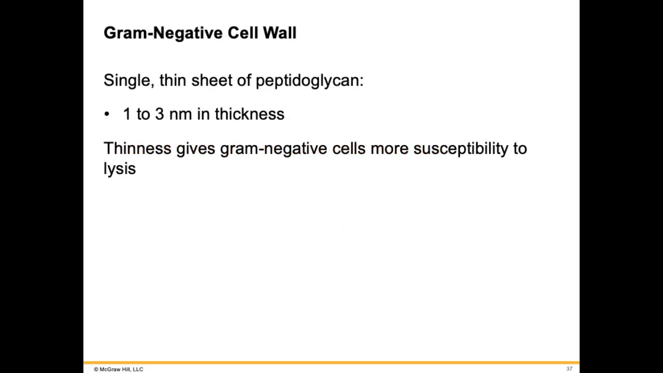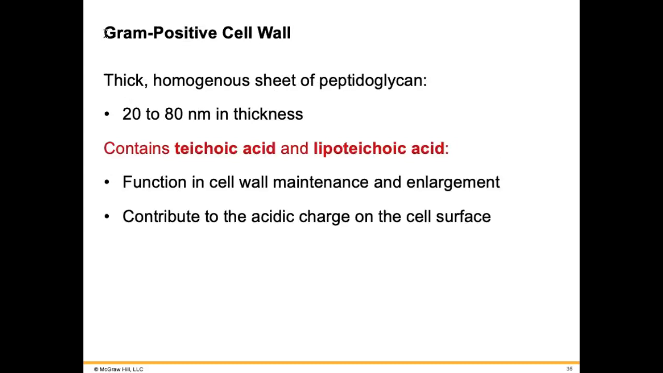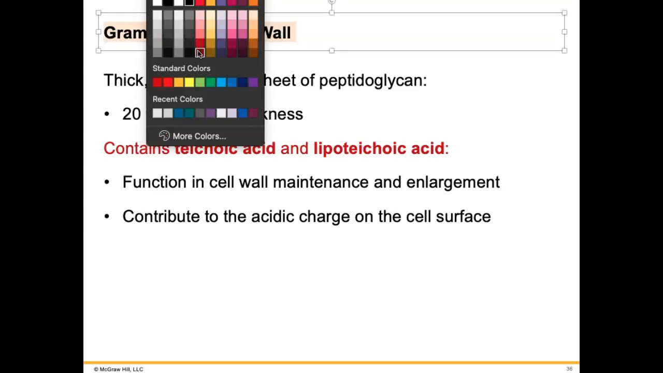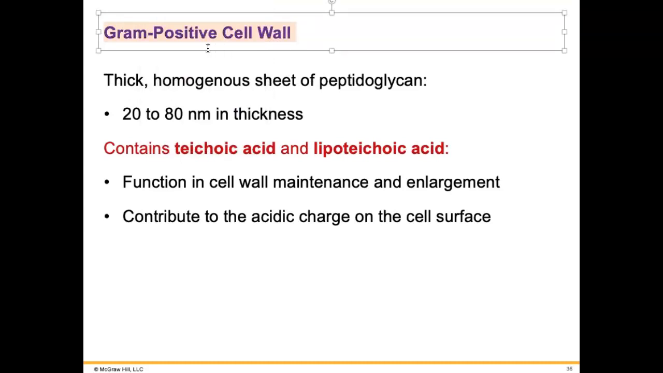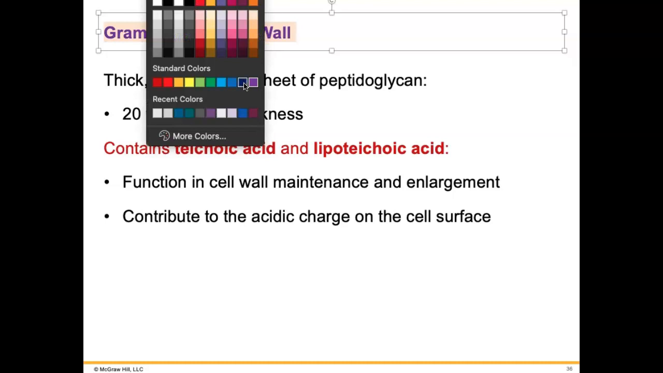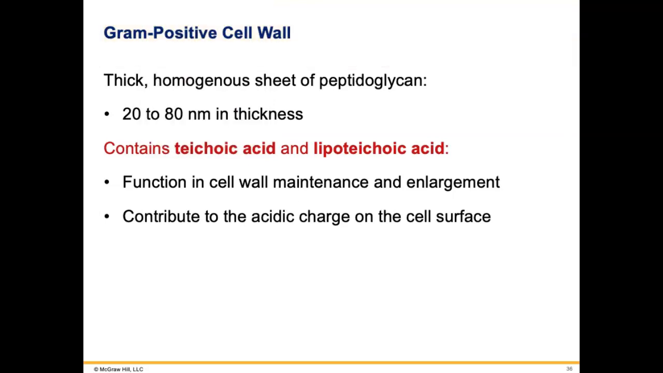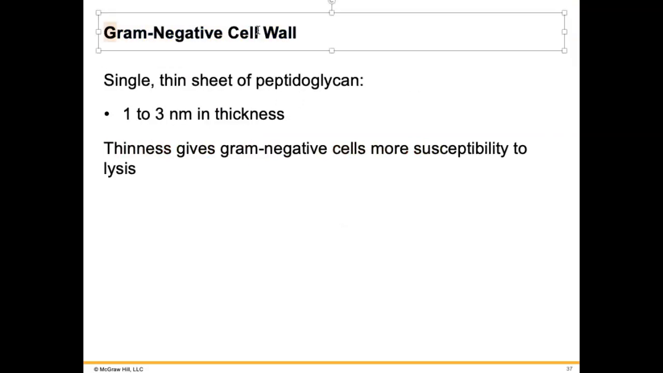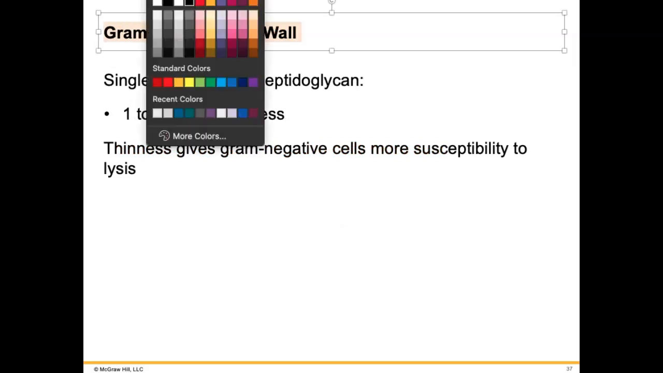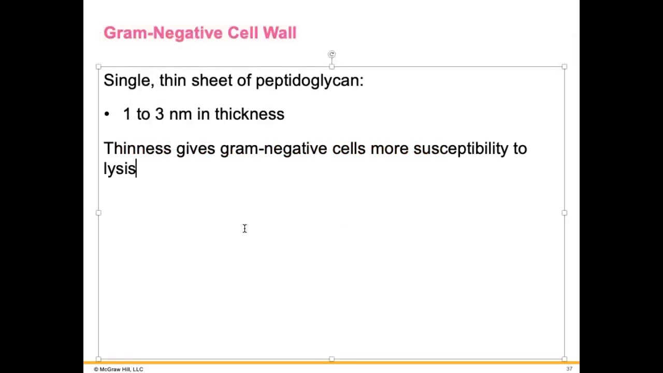Gram-negative cell wall, and actually I should probably change these colors because I like things to stand out. So gram-positive is going to be a dark blue, dark purple. Let me change that to dark blue. And then gram-negative is going to be pink. So remember that. So let's see, we'll change that to pink.